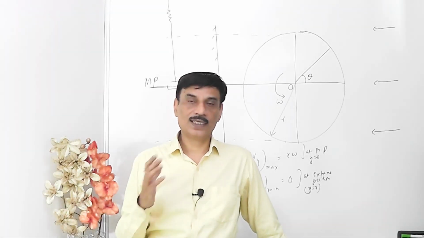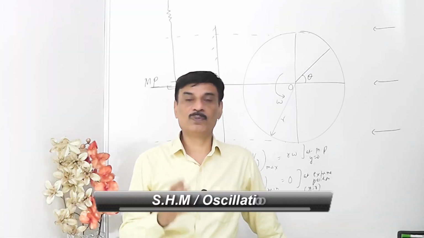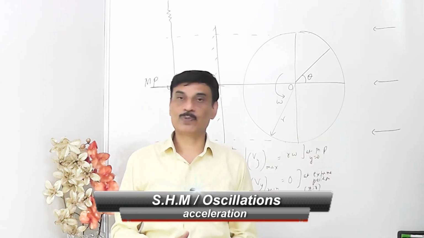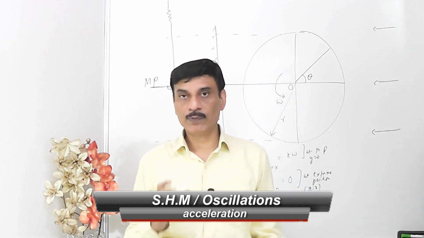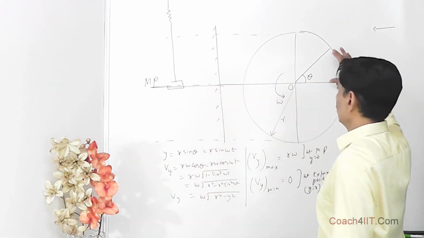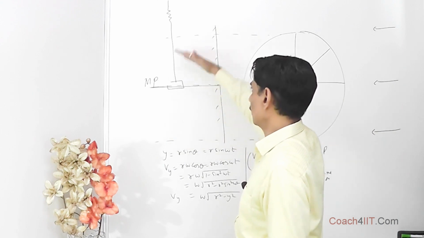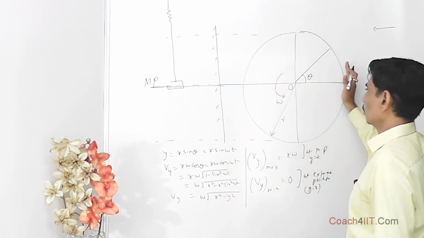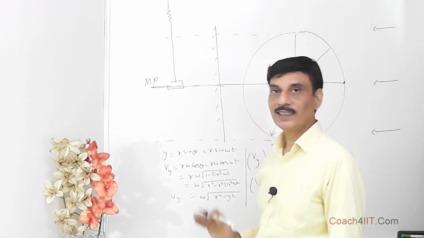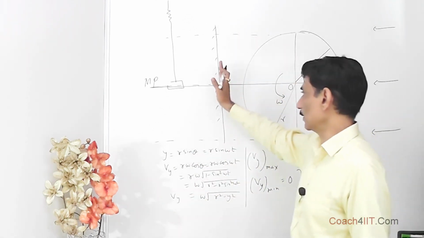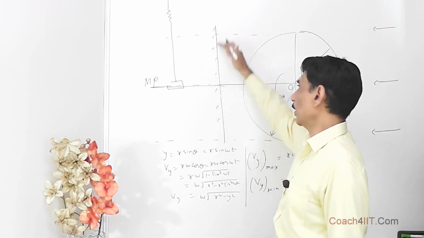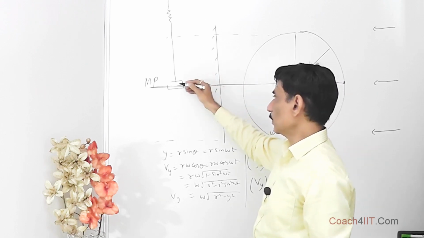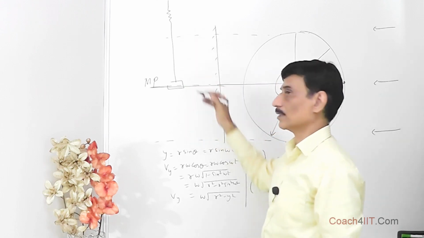We have understood SHM as the projection of uniform circular motion on a plane. The body is moving in a circle of radius r with a constant angular velocity omega. A particle is moving in a circle, and its projection onto this screen is SHM. The circular motion is not SHM, but the shadow's motion is SHM. So we can relate this motion very well to the motion where the body is executing SHM.